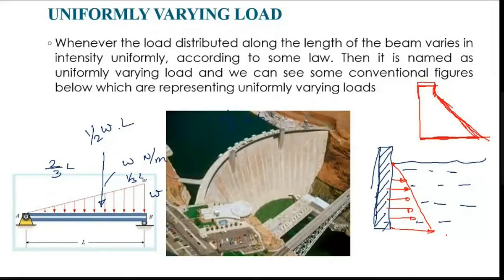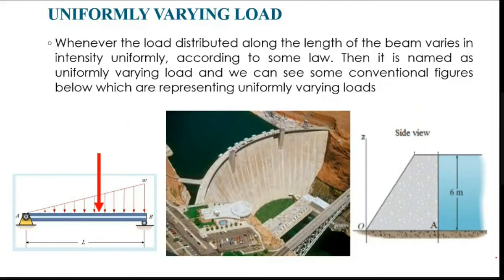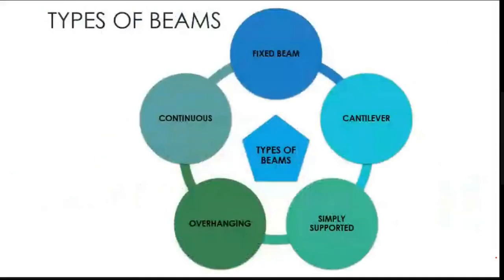Why is it increased? Because the pressure is higher deeper down, right? So whenever you go deeper into the water, your cross section will be like this, right? That is one of the applications of this, the dam. So this is the construction of a dam. How it is indicated: this is WL by 2, acting at 2 by 3 L and L by 2. Right. Next, different types of beams.